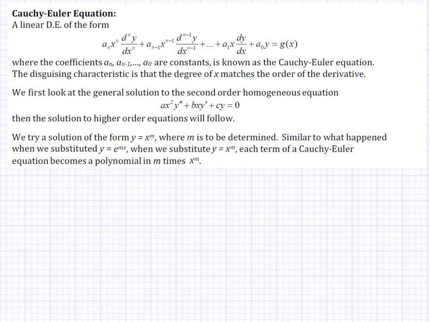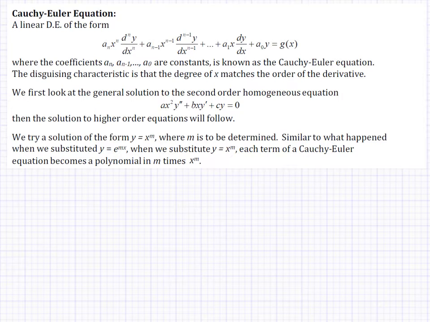Now that we have the constant coefficient equations down, the next thing we need to do is look at a new type of differential equation that's called a Cauchy Euler equation. And we're going to use a lot of the same tactics that we used to solve the constant coefficient linear equation. First, we'll solve the homogeneous version, then we'll solve the non-homogeneous version.